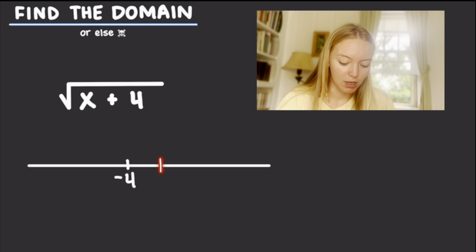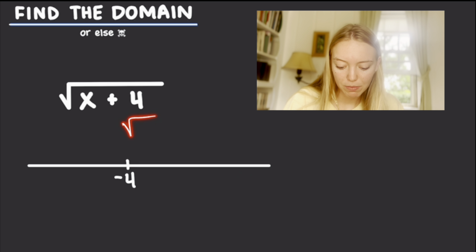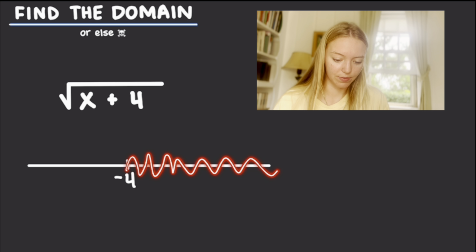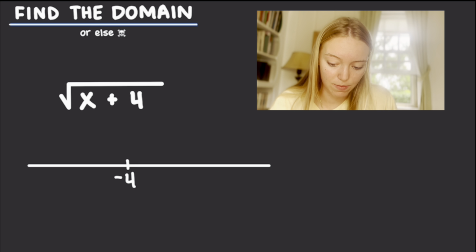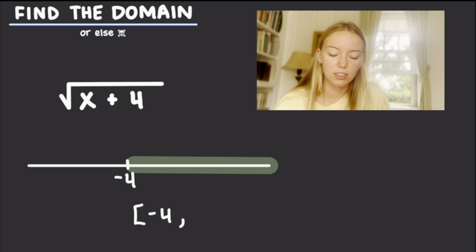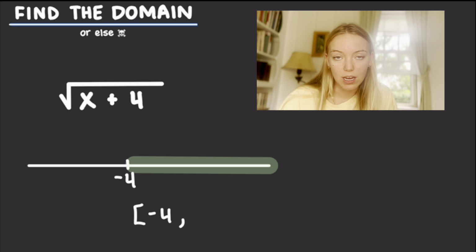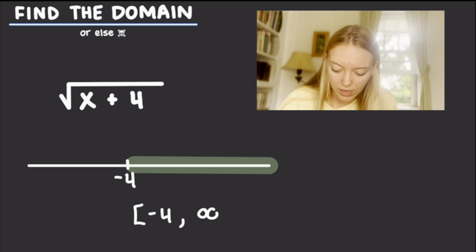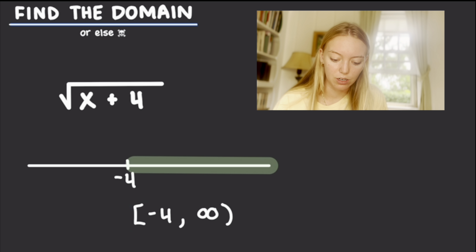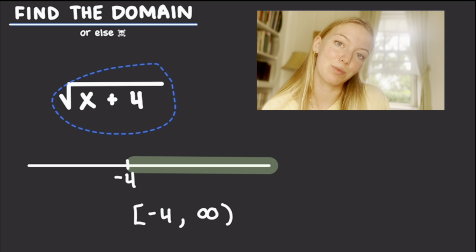But if we plug in something on the right, say 0, that's going to be √4, a positive number, so that works. So everything to the right of -4 is okay for us to work with. Your answer is going to be -4 with a closed bracket, because a square root is allowed to be 0. The square root of 0 is 0. So -4 with a closed bracket all the way to infinity with an open parentheses is going to be your answer for the domain of square root of x plus 4.